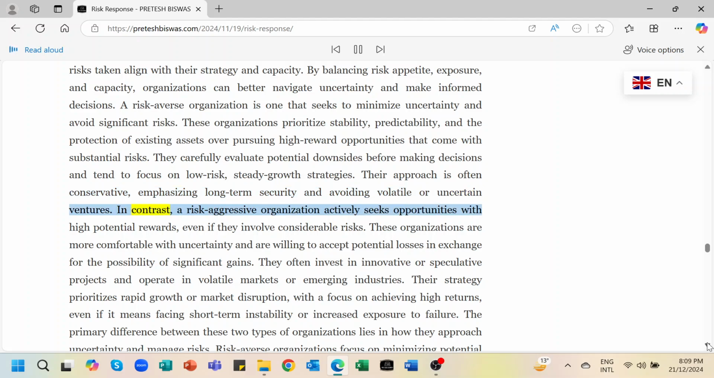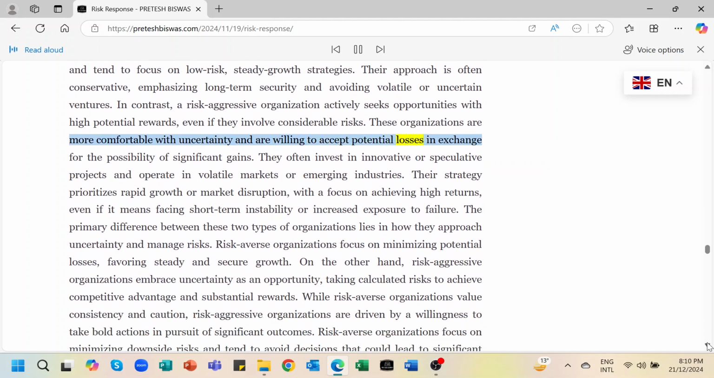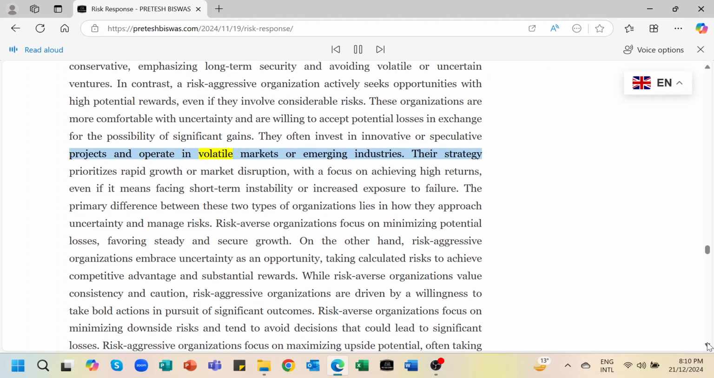In contrast, a risk-aggressive organization actively seeks opportunities with high potential rewards, even if they involve considerable risks. These organizations are more comfortable with uncertainty and are willing to accept potential losses in exchange for the possibility of significant gains. They often invest in innovative or speculative projects and operate in volatile markets or emerging industries. Their strategy prioritizes rapid growth or market disruption, with a focus on achieving high returns, even if it means facing short-term instability or increased exposure to failure.